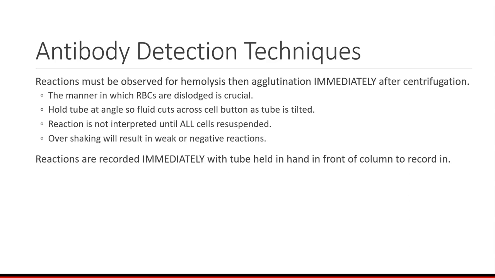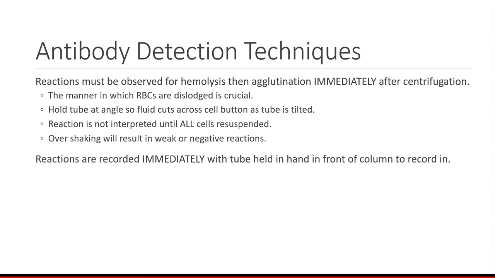I've had students who are gently tilting, but there's a little button of cells at the bottom that's not been resuspended, and they'll call it negative. And I'll call them out on it. I said, you cannot call that negative until you have resuspended all of the cells. Because what if that last little bit is agglutinated? Overshaking will result in weak or negative reactions.